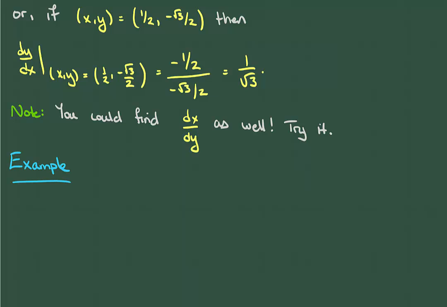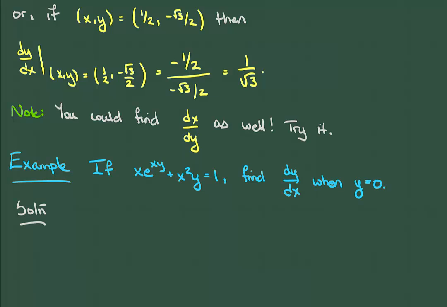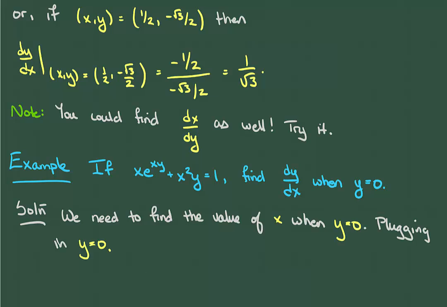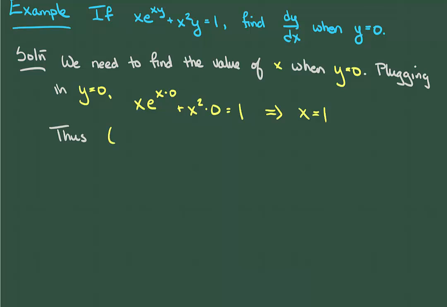For an example that isn't the circle, let's turn our attention to the following equation, which defines a relationship between x and y. Let's find dy/dx when y is equal to 0. We must first find the value of x when y is equal to 0. So we'll plug y equals 0 into our equation to get the following. This simplifies pretty quickly to give us x equals 1. So (x, y) = (1, 0) is our point of interest. Now let's differentiate. This would be a great time to stop the video and see if you can do this on your own and check if you get the right answer.